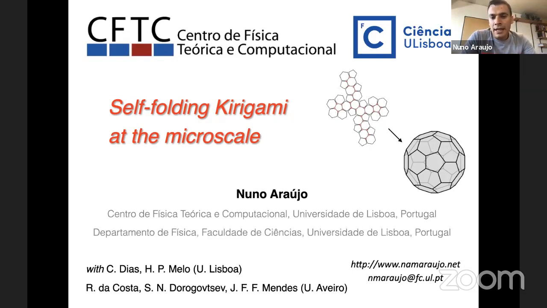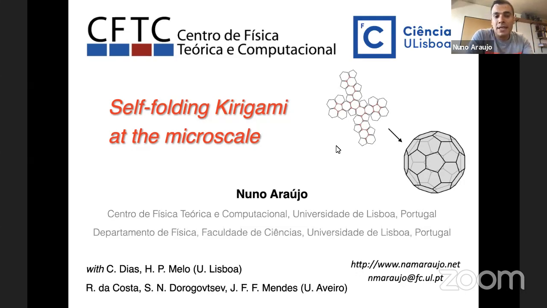In Kirigami, the idea is to obtain 3D shell-like structures, like, for example, this soccer ball structure that I'm showing you here, from the folding of a two-dimensional template like this one that consists of rigid panels connected through flexible hinges. What is particularly challenging with Kirigami is to obtain the folded three-dimensional structure spontaneously from the self-folding of the two-dimensional template.